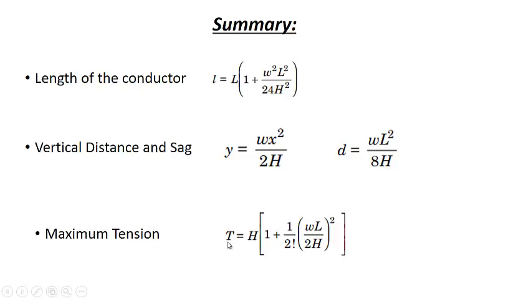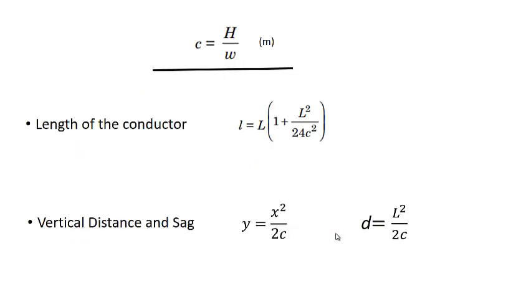So maximum tension, that is the total tension T, is equal to H into 1 plus 1 by 2 factorial into WL by 2H whole square. So we'll be using these formulas to calculate different quantities. Let us introduce one more parameter, given by C. It is the ratio of the horizontal tension to the weight per unit length.